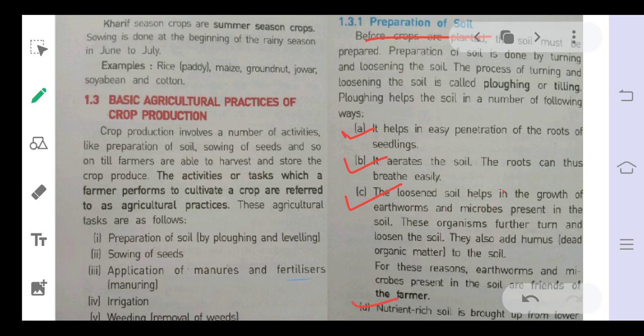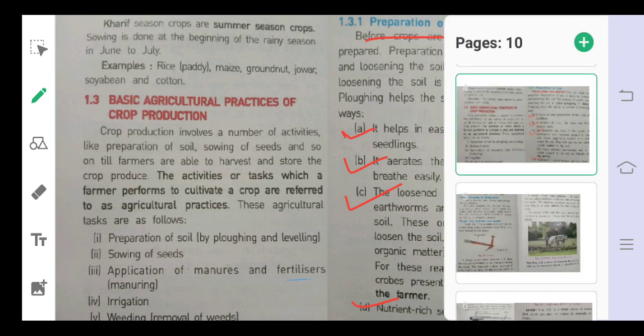Then next, the nutrient-rich soil is brought up from the lower level of the soil, so the plants can use these nutrients. After plowing, the nutrient-rich soil that is in the below layer comes to the surface, so that it becomes easy for the plants to take these nutrients.